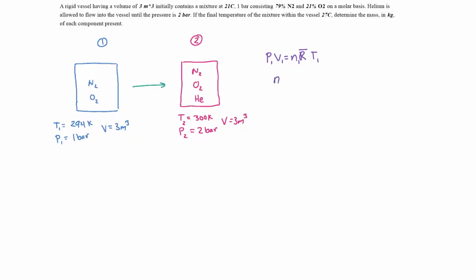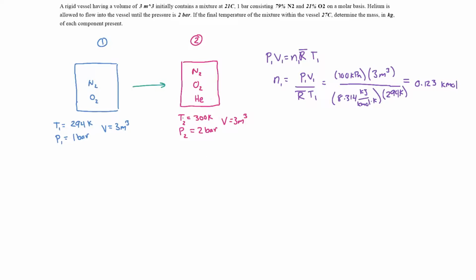So we could rearrange this to find the moles of the mixture by writing N1 equals P1 V1 over R bar T1. And we're given all these values at state 1, so we could find the number of moles of the mixture at 1. So this is going to be 100 kilopascals, so that's 1 bar. This is 3 meters cubed. R bar is 8.314 kilojoules per kilomole Kelvin, and this is 294 Kelvin. And the number of moles of the mixture at state 1 is simply 0.123 kilomoles.